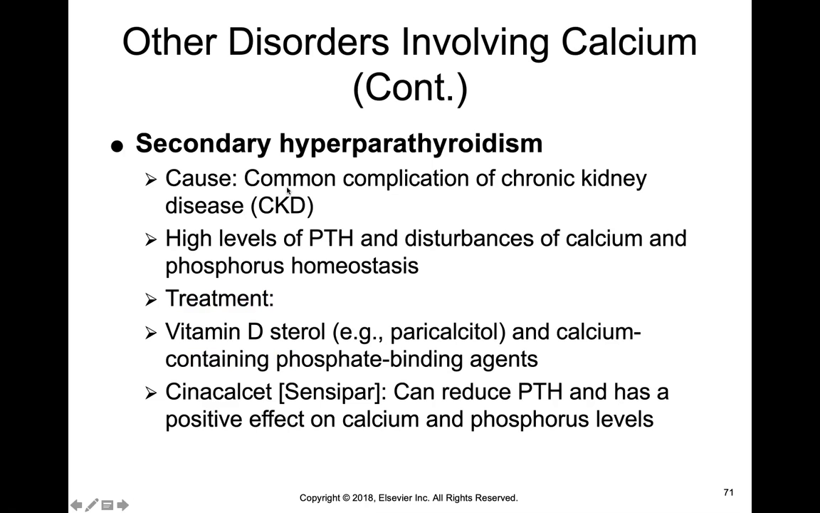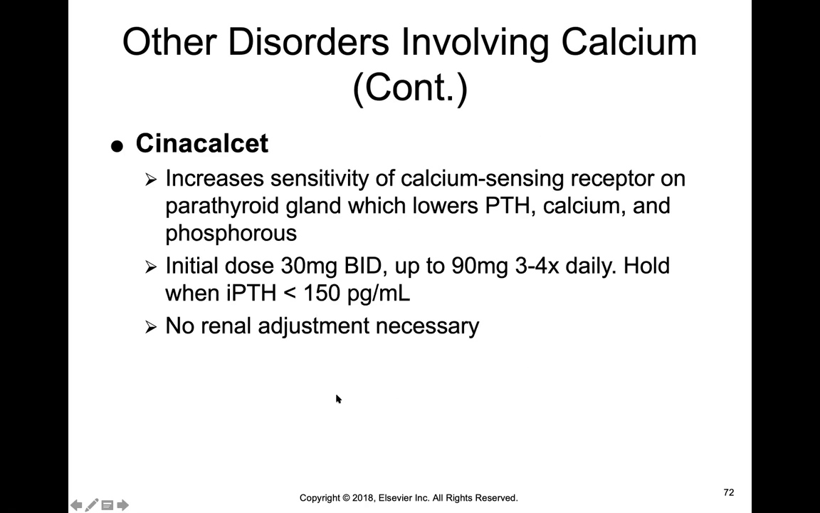Now, this one I bolded because it's more common, secondary hyperparathyroidism, and you see this a lot in chronic kidney disease patients. There is a high level of PTH, and then we treat it with vitamin D to help absorb calcium, and then also the cinacalcet. So cinacalcet increases sensitivity of the calcium sensing receptor on the parathyroid gland, and doing that helps to lower PTH, calcium, and phosphorus. And those are the dosage schemes. And the nice thing about this is that there's no renal adjustment necessary.